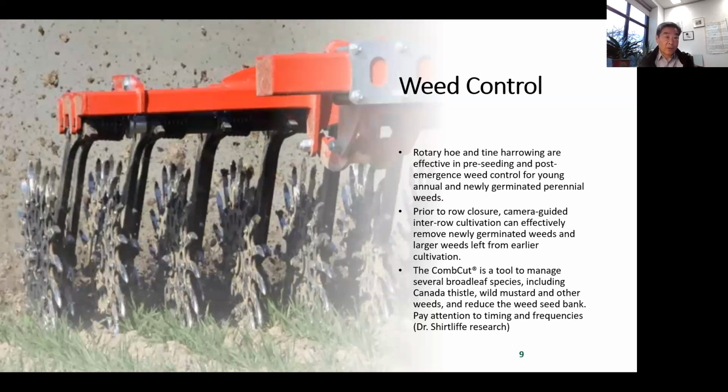Well, prior to row closure, camera-guided inter-row cultivation can effectively remove newly germinated weeds and those larger weeds that were left from early cultivation, which escaped from previous treatment. They can be gotten rid of.